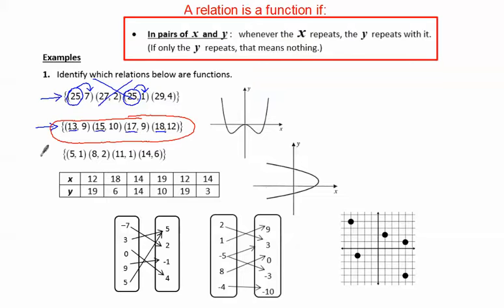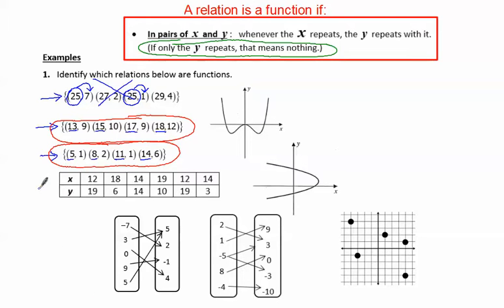In the next set of coordinate points, I can see that the y's repeat here. There's a 1 and another 1. But remember, if only the y repeats, that means nothing. So we can ignore the fact that the y's repeat and just focus on the x's. They do not repeat. So I can call this set of coordinate points a function.